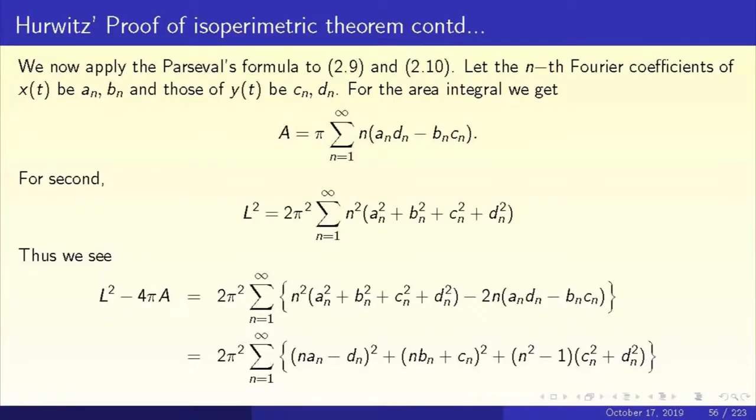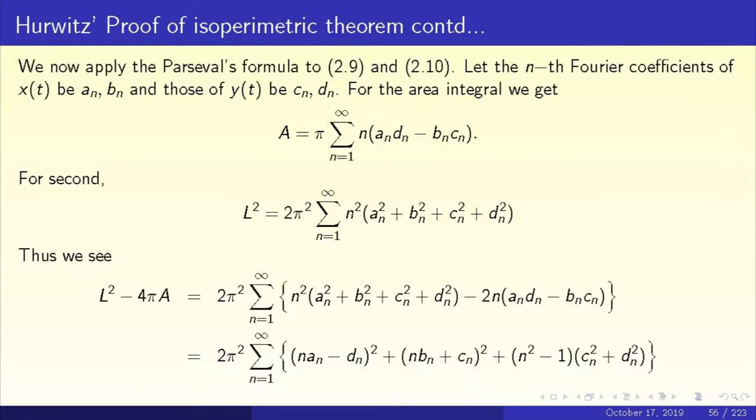So that's equation 2.10. Now let us write the Parseval's formula, and what do we get? Let's apply the Parseval's formula to 2.9 and 2.10. What do you get? The nth Fourier coefficient of x(t) is, let us say, an and bn, and the nth Fourier coefficient of y(t) is, let us say, cn and dn.